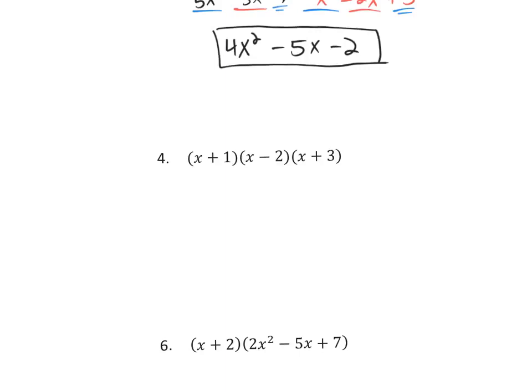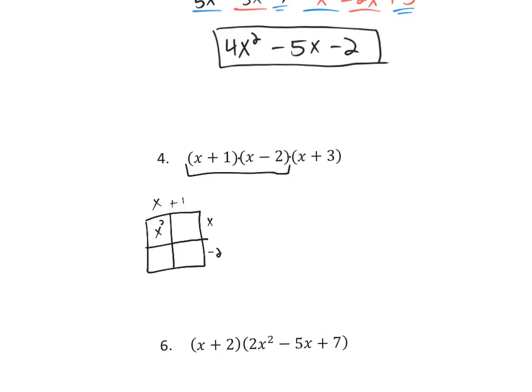This is a 3-part multiplication, and so it looks like we've got a multiplication problem right here. We've got a multiplication problem right there. I'm going to focus on doing the first two, and then we'll take the answer from the first two, and then we'll multiply it by the last one. So I'm going to do really like 2 multiplication problems in one. x plus 1, x minus 2.